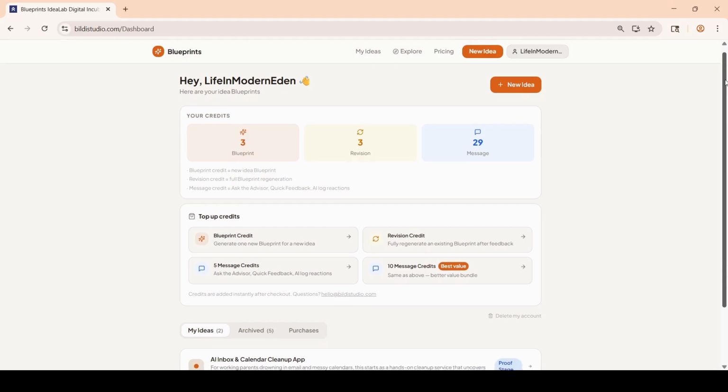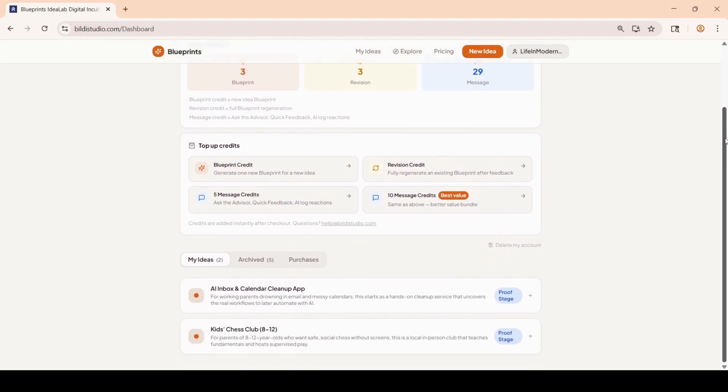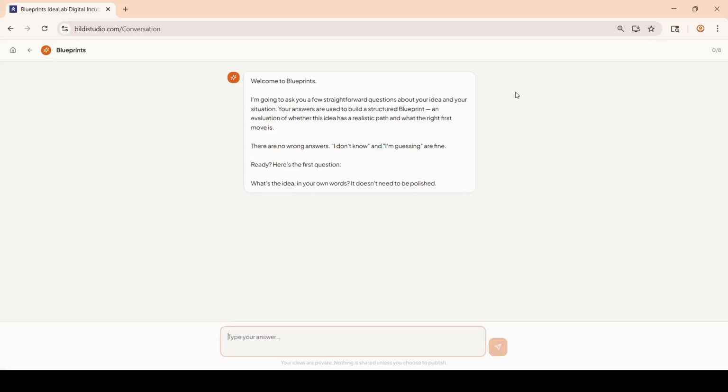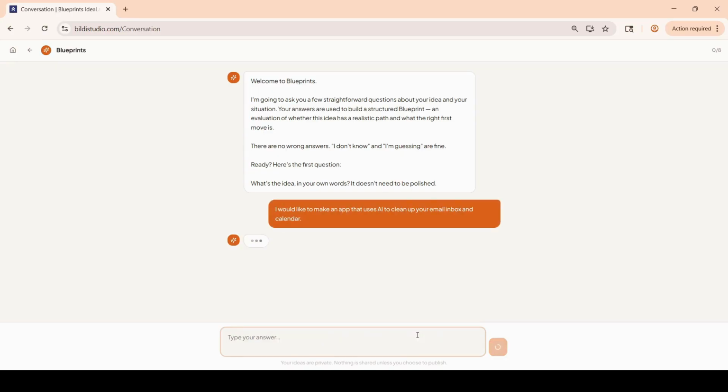That matters because idea development is rarely linear. Sometimes you revisit, sometimes you sharpen, sometimes you pivot, and sometimes you realize the best move is not to keep building the original concept, but to carve out a smaller wedge that has a better chance of working. To start, I'll create a new idea. The point here is not to show up with a perfect business plan already formed. The point is to begin with what you actually have, even if that is still rough.